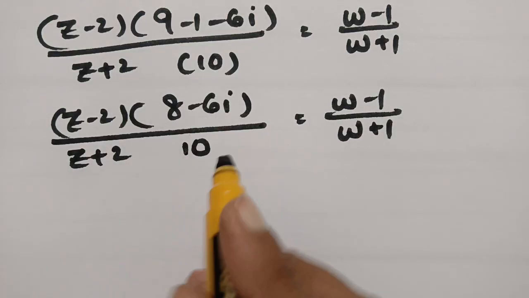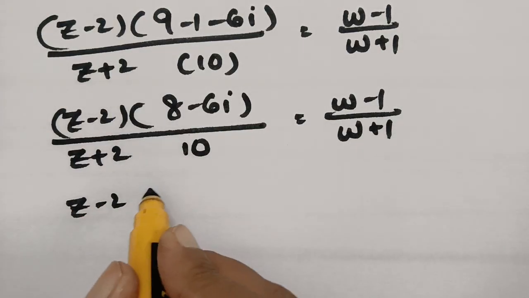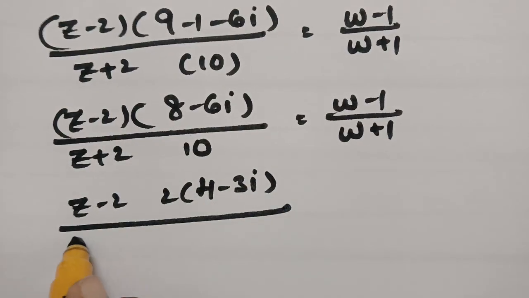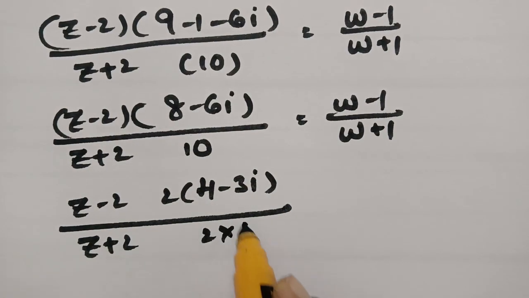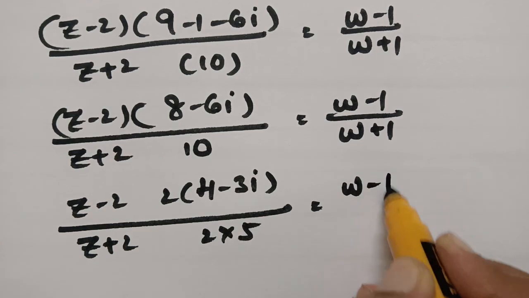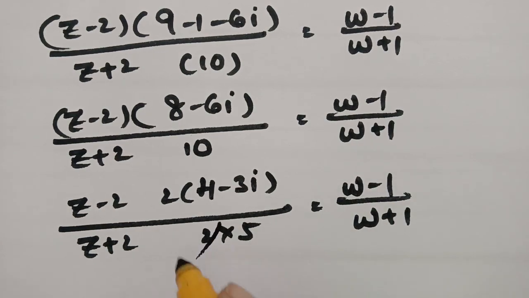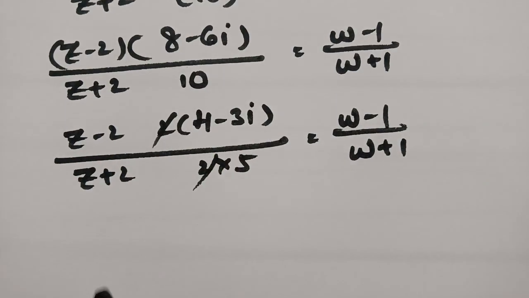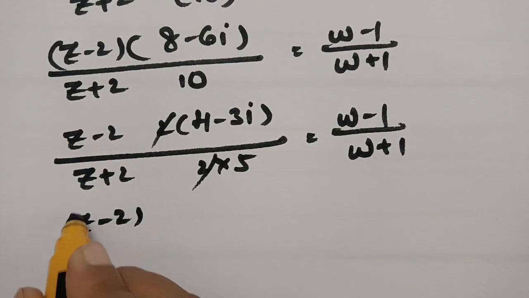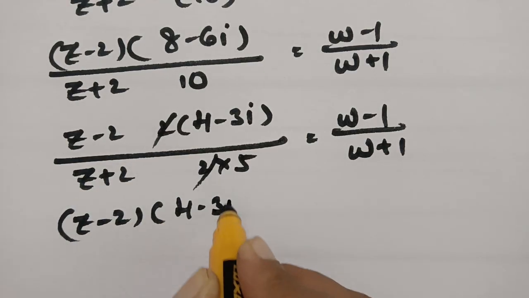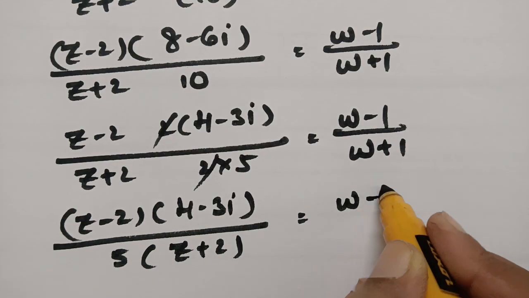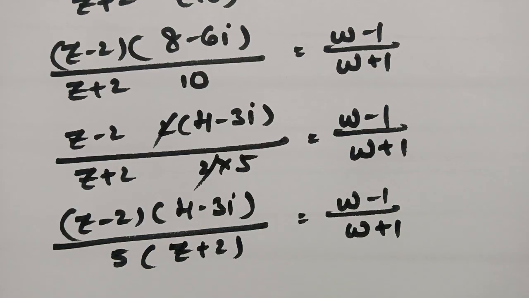So I can take 2 common and cancel. If I take 2 common and cancel, see here, this will be 4 minus 3i. So here this is z + 2, so this will be 2 into 5. So this is w - 1 and this is w + 1. If I cancel these and see what happens, now I am going to multiply these two. So this is (z - 2) into (4 - 3i) and this is 5 times (z + 2), which is equal to (w - 1)/(w + 1).